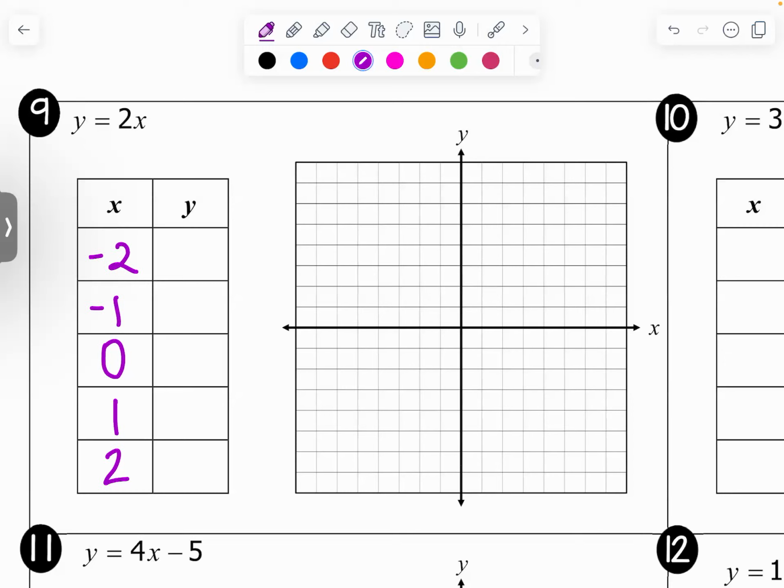Okay. So if y equals 2 times x, you know what? How about you fill this out for me? Okay, you do it. I'll give you a little bit of time.